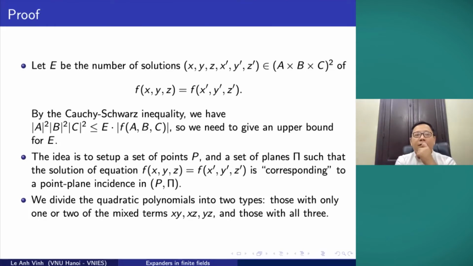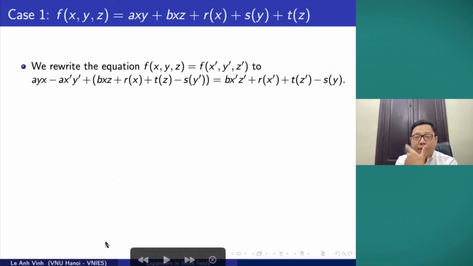In order to do this, we need to classify the quadratic polynomials into two types: the ones with one or two mixed terms, xy, xz, yz, and the ones with all three mixed terms. The techniques are a little bit different, but basically the methods are the same. For example, in the first case, when you have only one or two mixed terms, you are missing yz in this case.